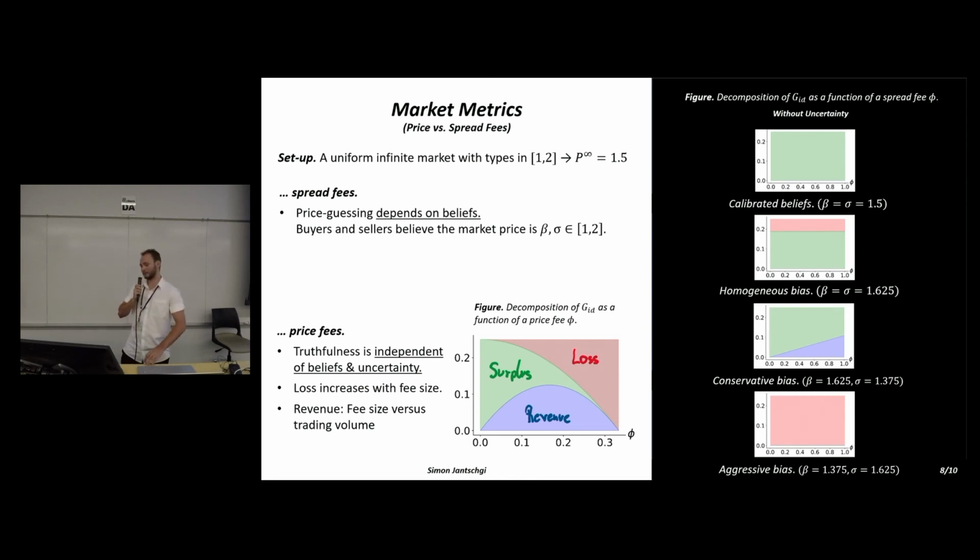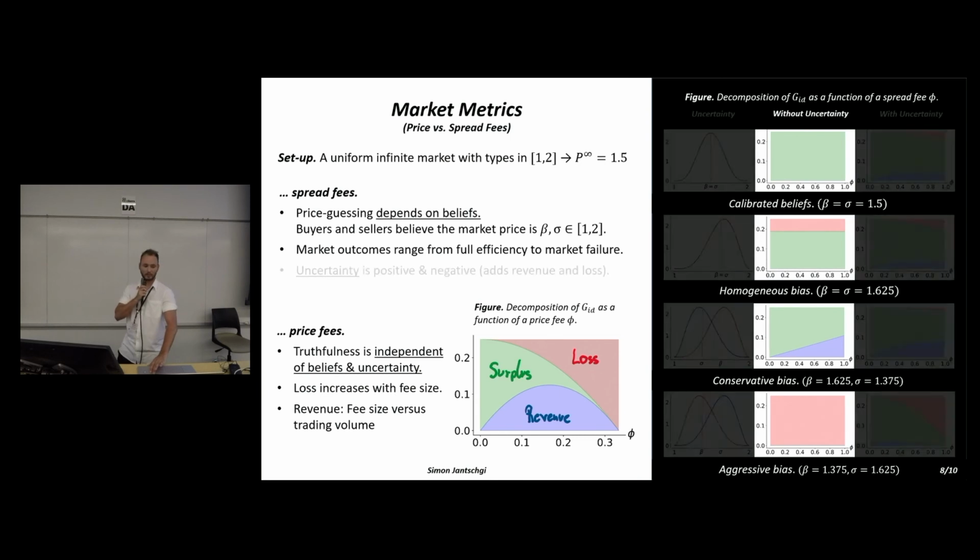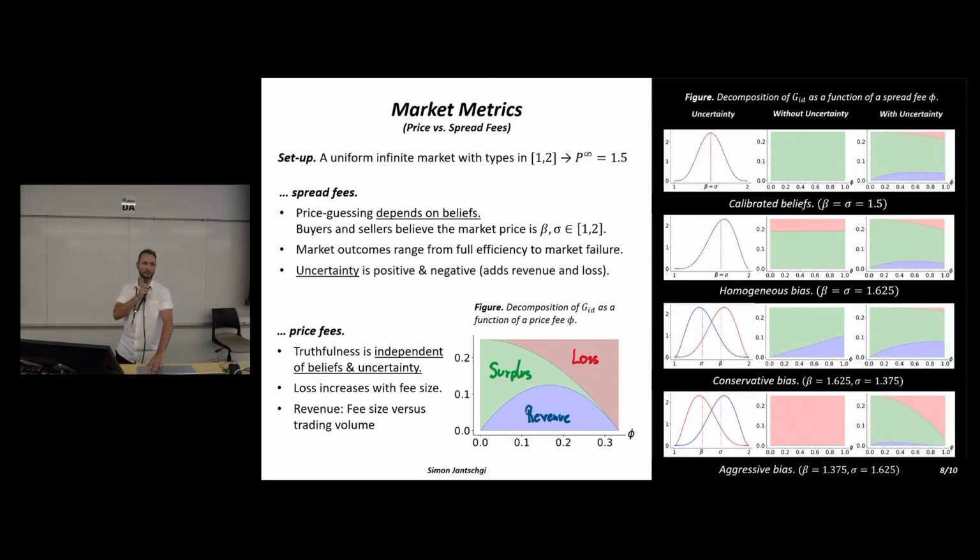And just skipping the third part, for an aggressive bias, if both buyers and sellers believe in a market price that is on the wrong side of the true one, they completely miss each other and this might result in complete market failure. So the takeaway message is that market outcomes can range from full efficiency to complete market failure, given the beliefs of the traders. And we also test for aggregate uncertainty, but in order to get to the last part, I will skip that.